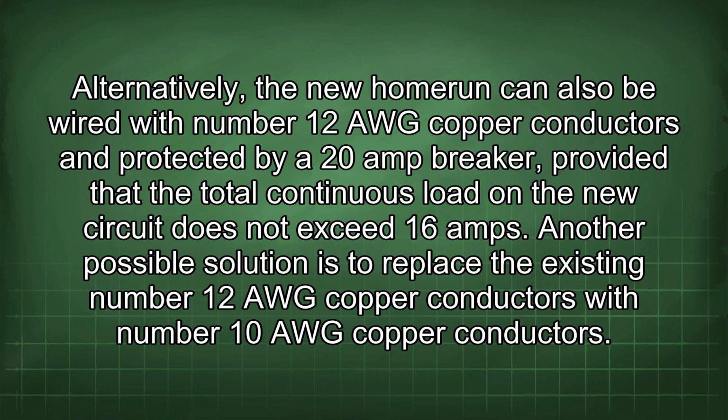Alternatively, the new home run can also be wired with number 12 AWG copper conductors and protected by a 20 amp breaker, provided that the total continuous load in the new circuit does not exceed 16 amps.